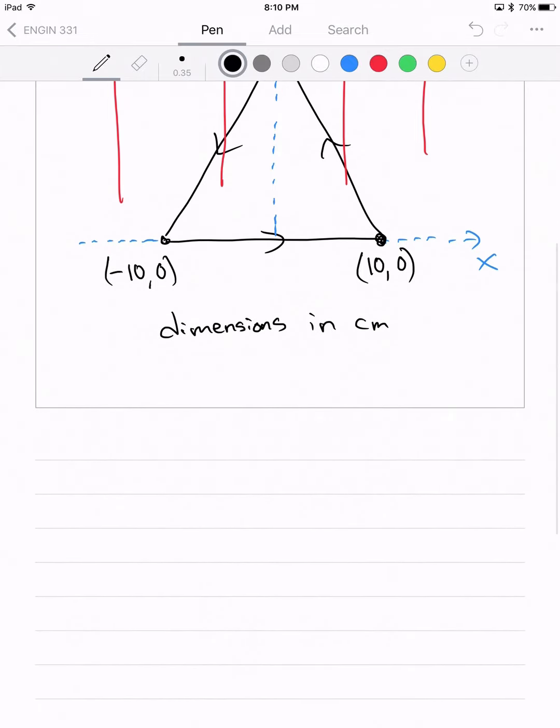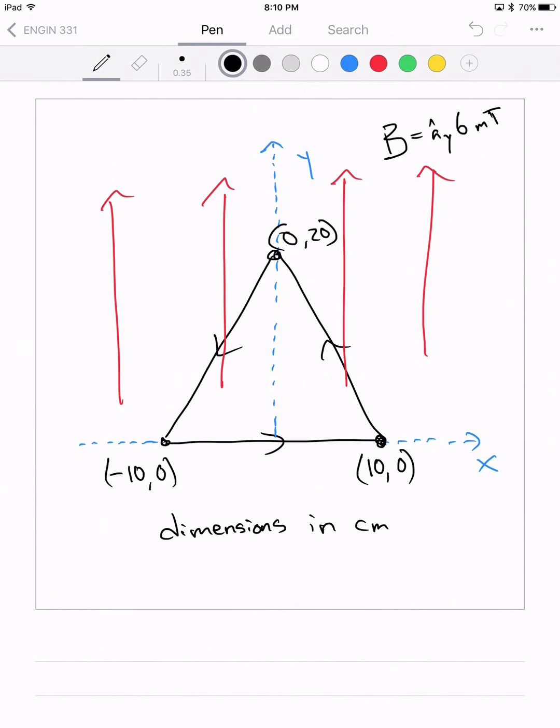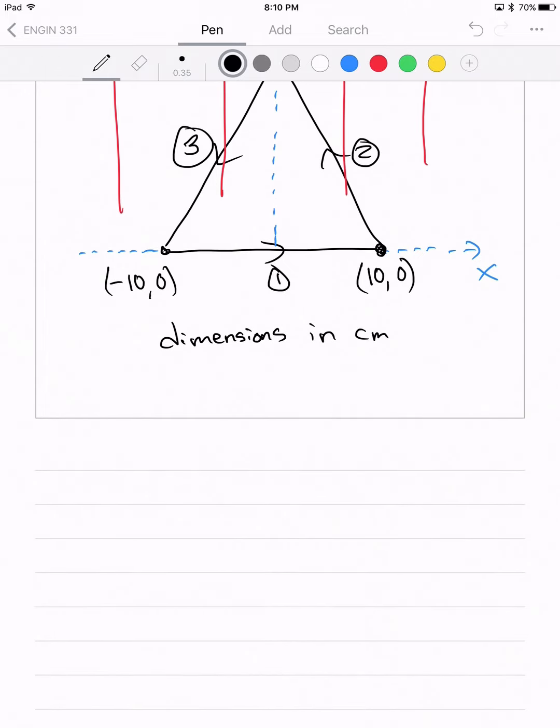So, step 1, find the forces. I'm going to label these sides 1, 2, and 3 because that'll make it easier. We'll calculate the force on each of them and then add them together. So, finding force number 1.